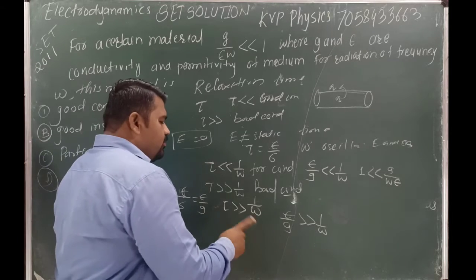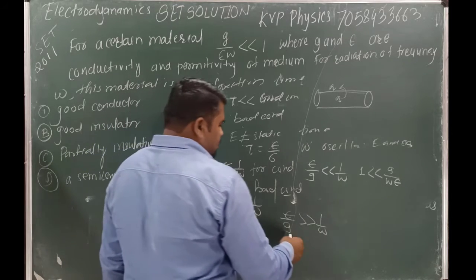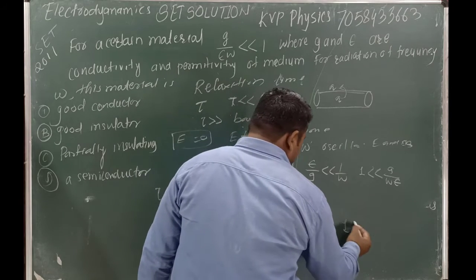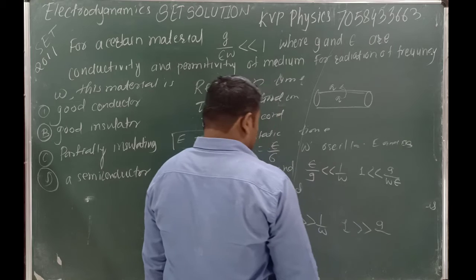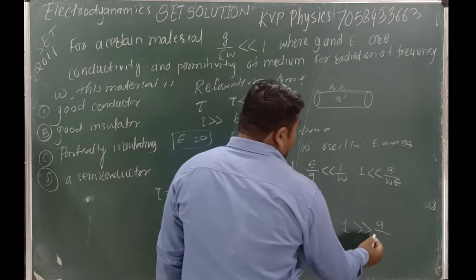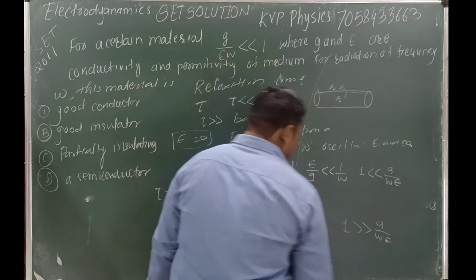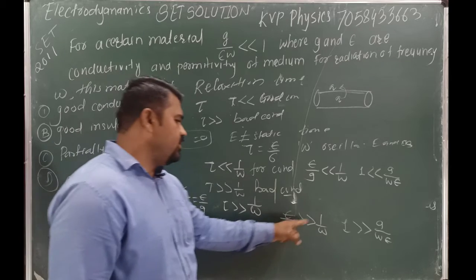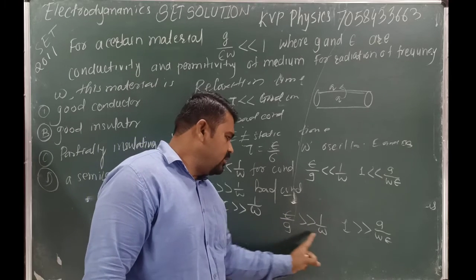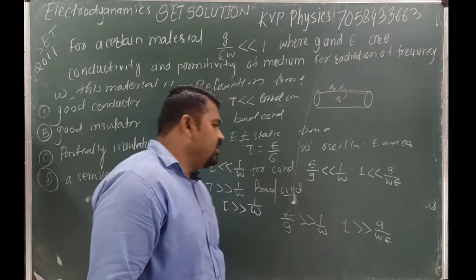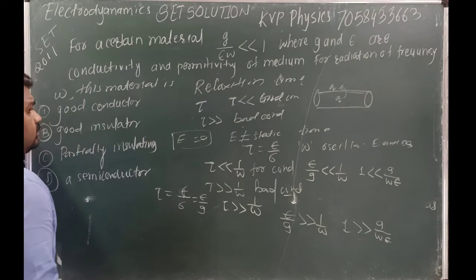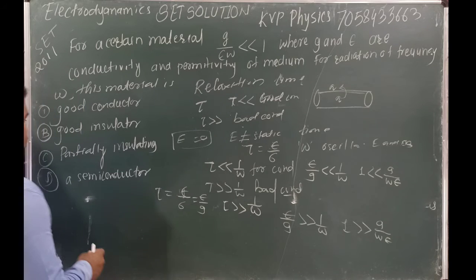Next. Now they have given the equation. Suppose here 1 is very greater than G upon omega epsilon. Taking G on this side and epsilon on this side, this becomes G upon omega epsilon is very less than 1. This one is very less than 1.